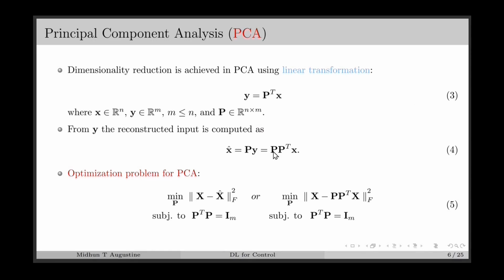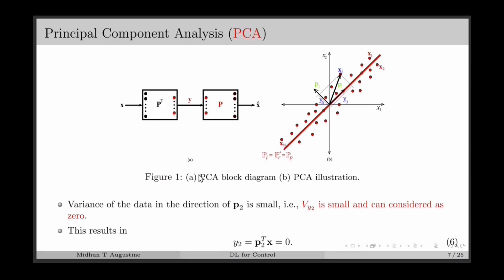Then the optimization problem for PCA is to find the optimal transformation matrix P, which minimizes the reconstruction error, where the reconstruction error is the error between x and x hat. We also have a constraint, which means the P matrix should be orthogonal, or in other words, P transpose P should be equal to the identity matrix. In figure 1, we have a pictorial representation of PCA, where the input vector x is transformed into a latent vector y using a linear transformation P transpose. And from y, we can reconstruct the input x hat using the inverse transformation, which is P. Since P is orthogonal, P transpose will be P inverse.